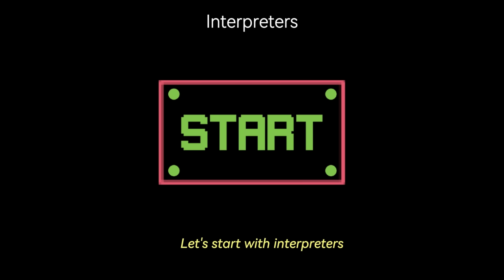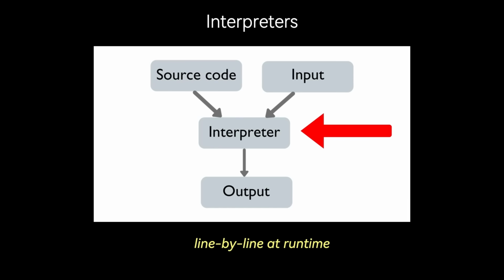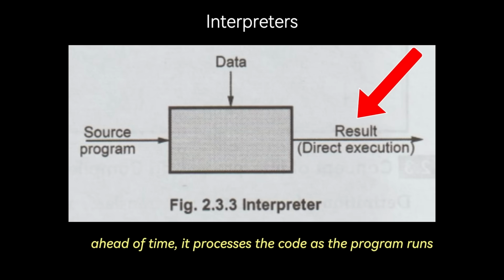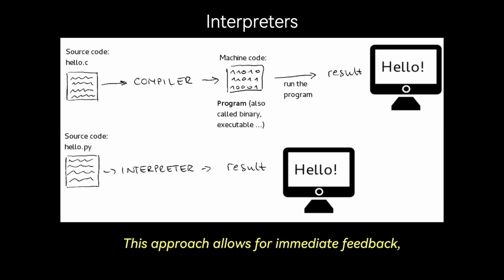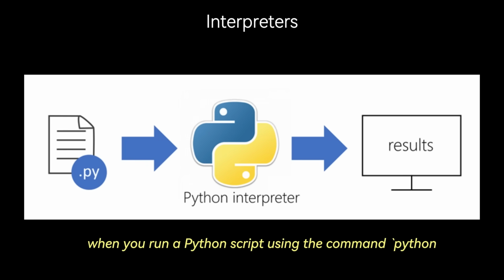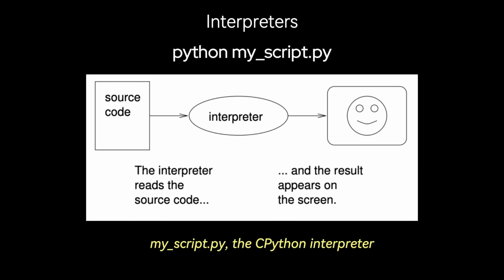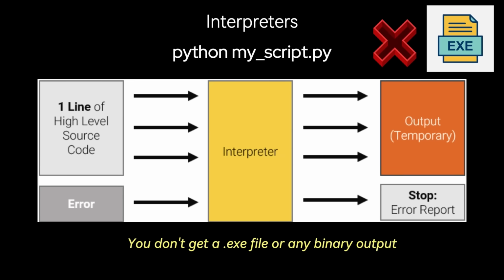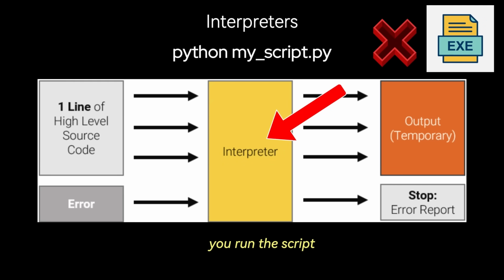Let's start with interpreters. An interpreter reads your program and executes it line by line at runtime. Instead of producing a separate file or binary ahead of time, it processes the code as the program runs. This approach allows for immediate feedback and is often used in scripting languages or educational environments. For example, when you run a Python script using the command python myscript.py, the CPython interpreter processes each line from top to bottom, translating and executing as it goes. You don't get a .exe file or any binary output. The translation happens every single time you run the script.